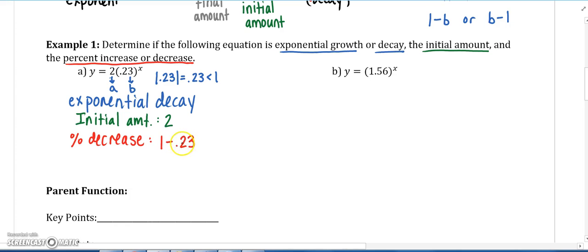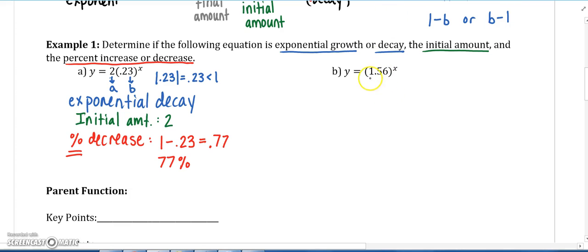That tells me how far away 0.23 is from 1. So 1 minus 0.23, you can use your calculator if you need to. It should be 0.77. And then since I want the percent, I'm just going to multiply by 100 to get 77%. So that's my percent decrease. All right, not so bad. Let's try with letter B.